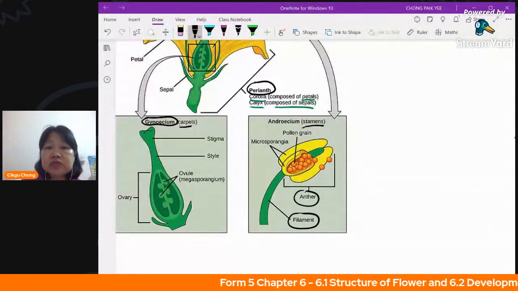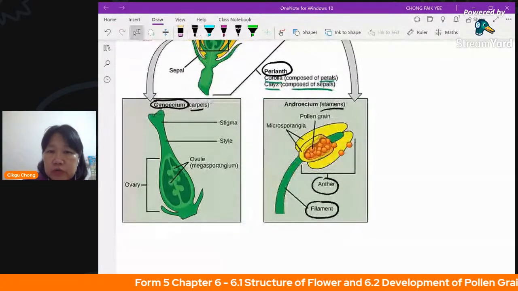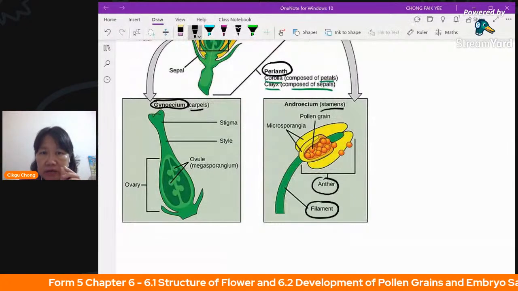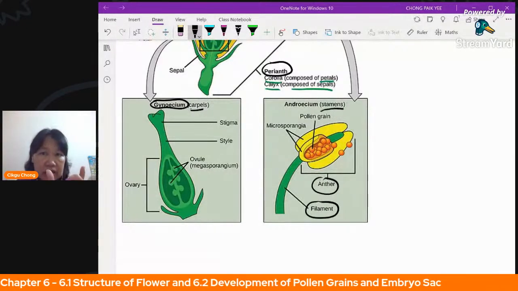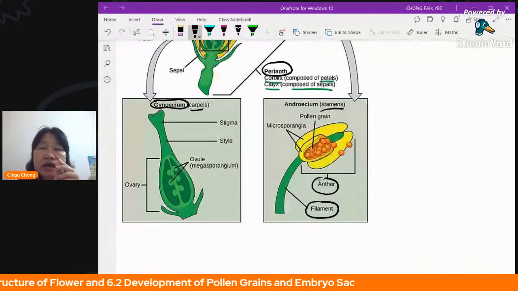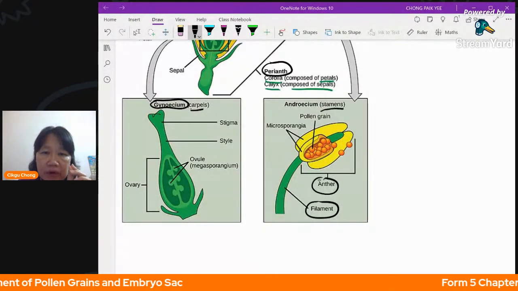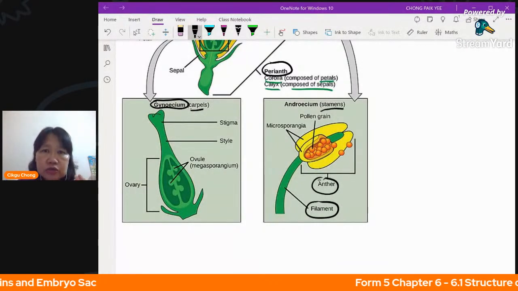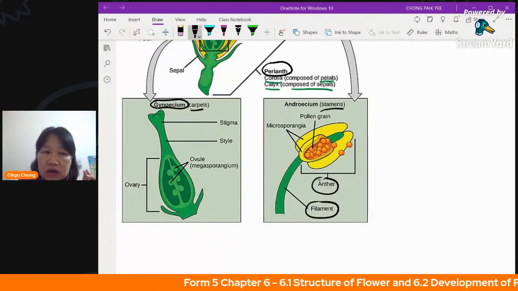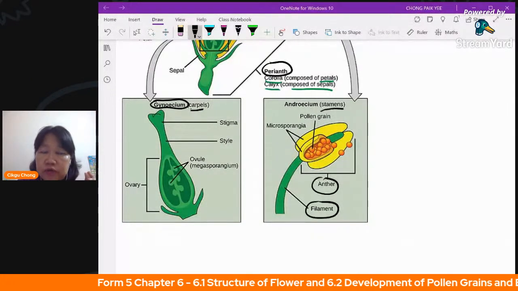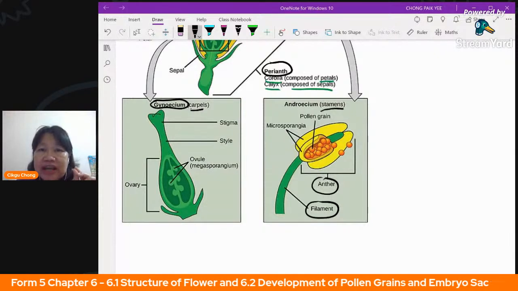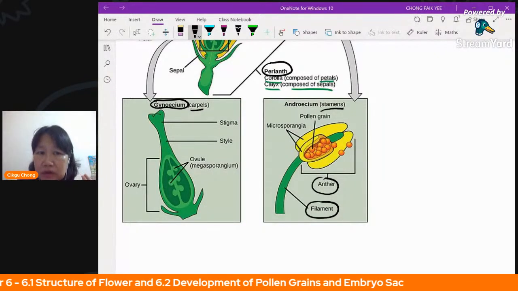Because during springtime there are a lot of pollen grains, the anther will crack. It will rupture when it's mature. Mature means every pollen grain here is ready to fertilize the ovule, or the embryo sac, which we call the egg cell in the ovule.